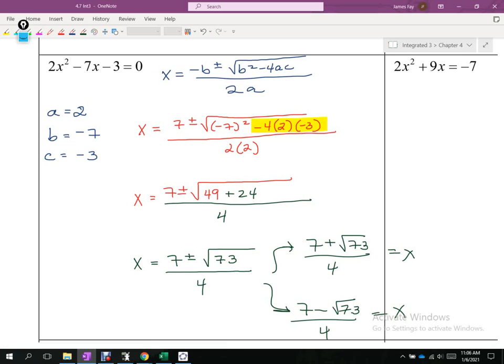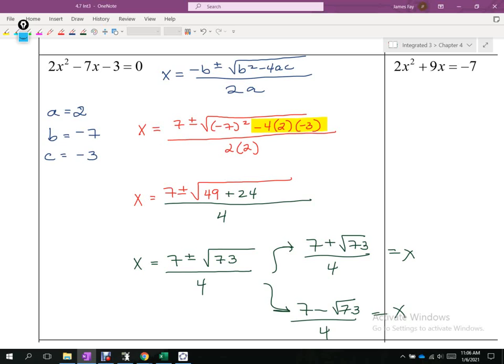Anybody think of a number multiplied by itself that gives me 73? There isn't one. Like 8 times 8 is 64. 9 times 9 is 81. 73 falls between those two, right? Between 64 and 81. So that means radical 73 must fall between 8 and 9.